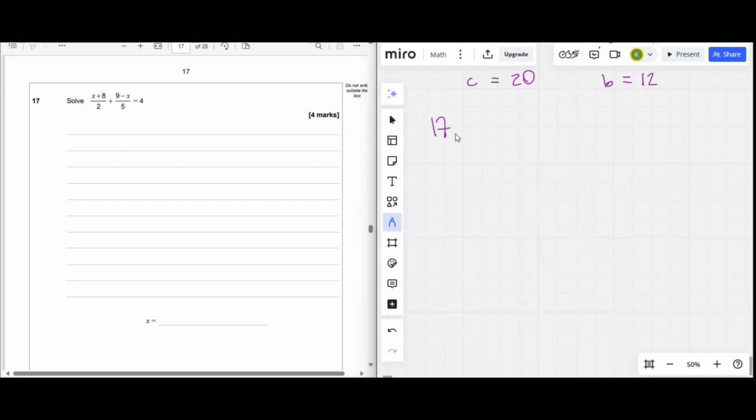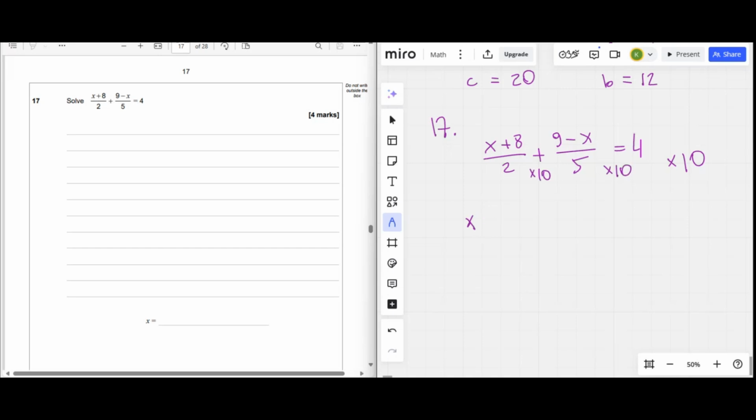All right, 17, we need to solve x plus 8 over 2 plus 9 minus x over 5 being 4. Okay, we see fractions, we don't like fractions, we need to get rid of them. Multiply everything by the common denominator being 10. So times 10 here, times 10 here, and times 10 here.